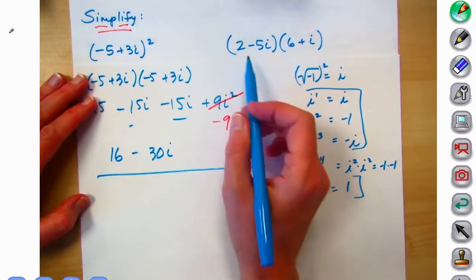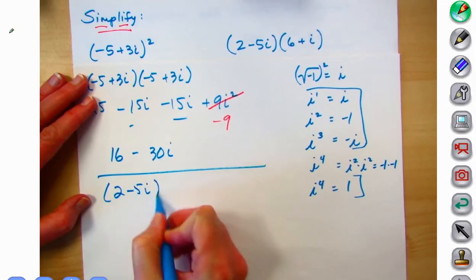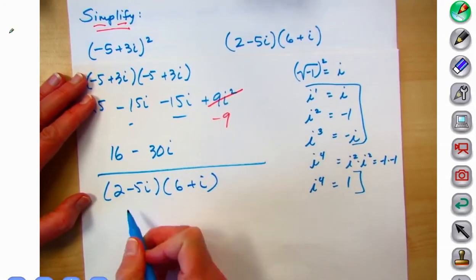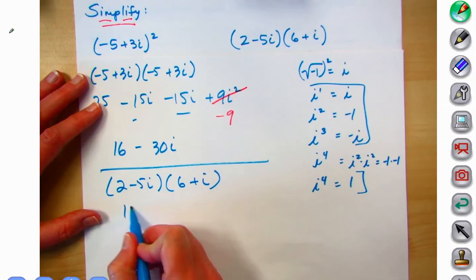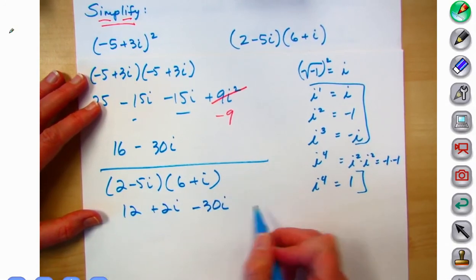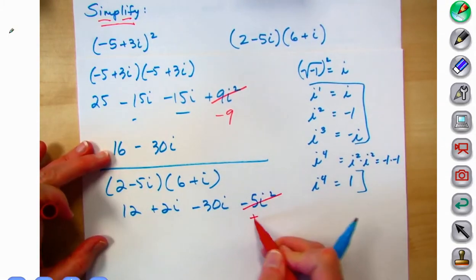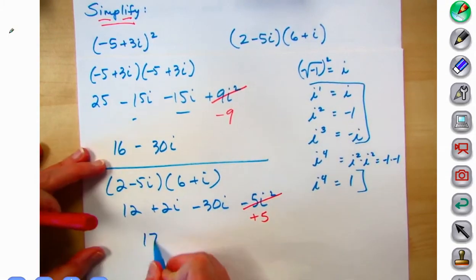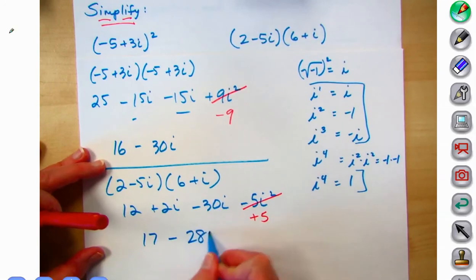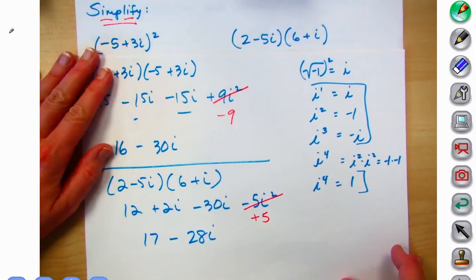So next is 2 minus 5i times 6 plus i. So no real shortcut here at all. We just need to go for it with FOIL. So that's going to be 12 plus 2i minus 30i minus 5i squared, and the minus 5i squared just becomes +5. So 17 minus 28i. So good with those? Okay.